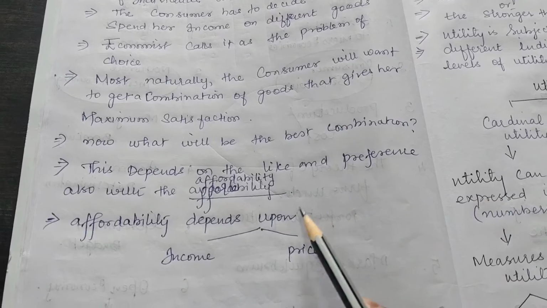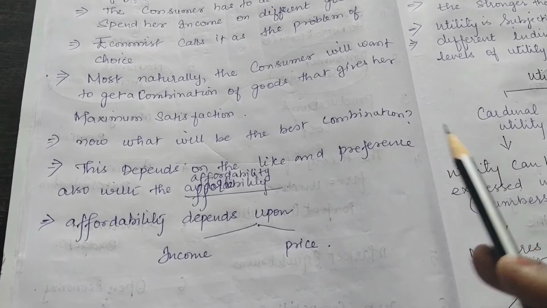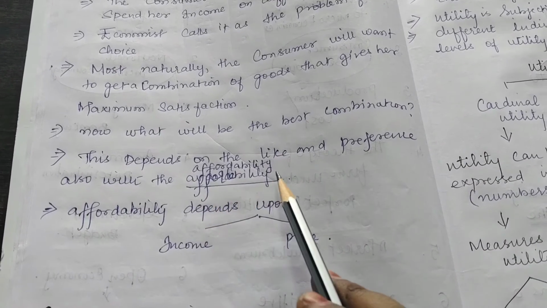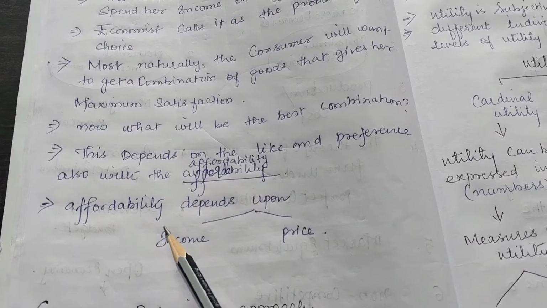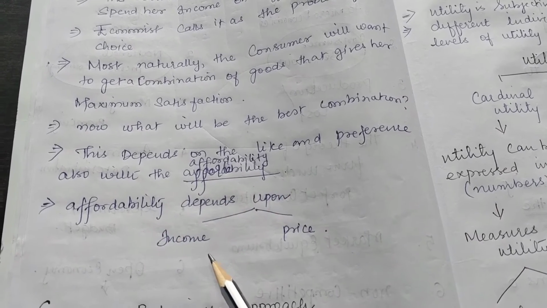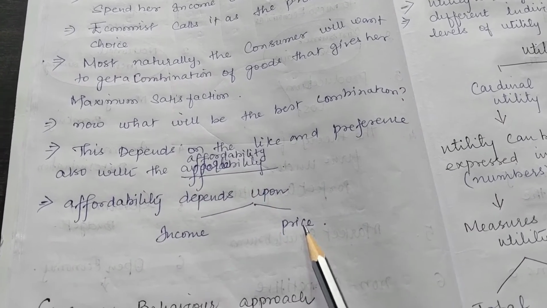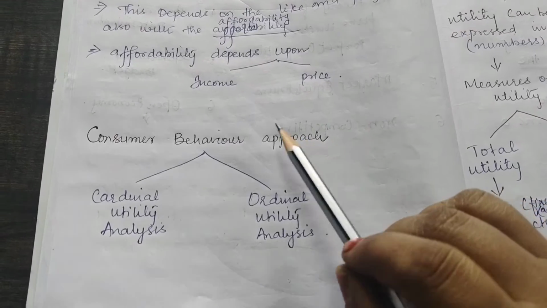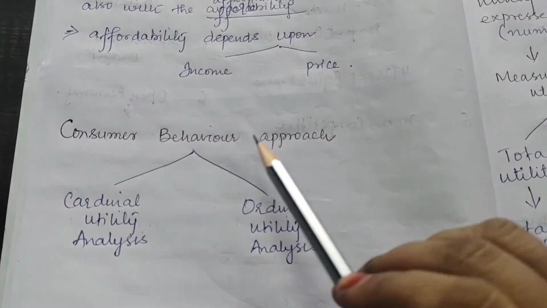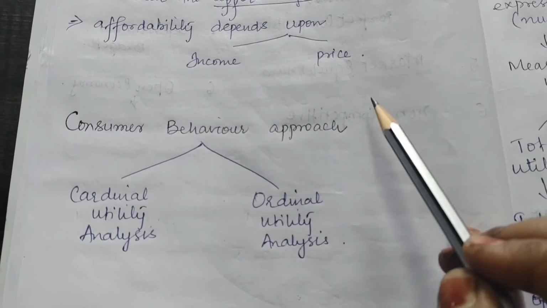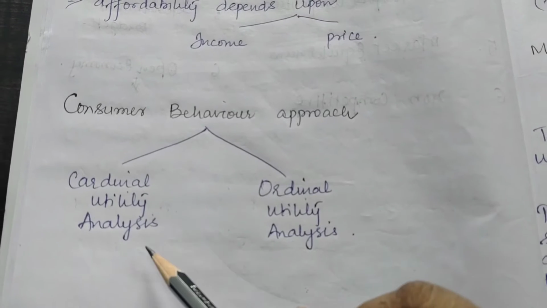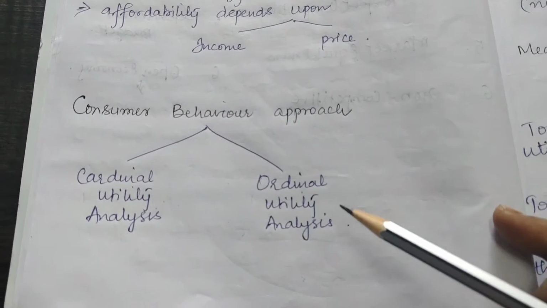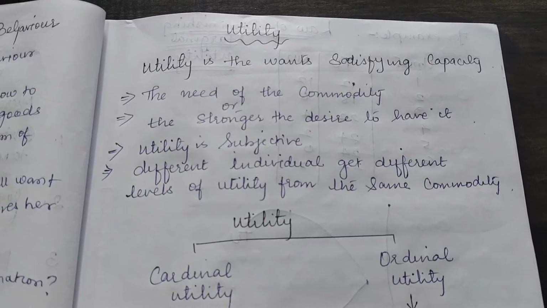This depends on the likes and preferences of the consumer, along with affordability. The affordability depends upon the income of the consumer and the price of the goods. So now let's understand the consumer behavior approach. The consumer behavior approach can be understood with the help of cardinal utility analysis and ordinal utility analysis.